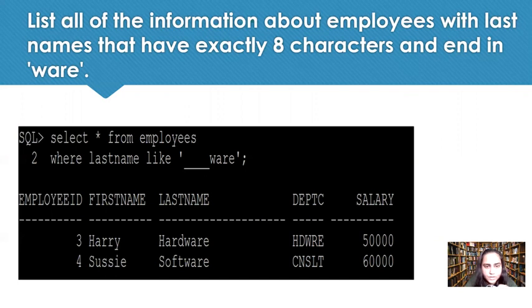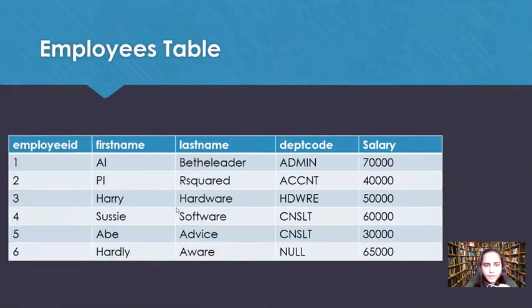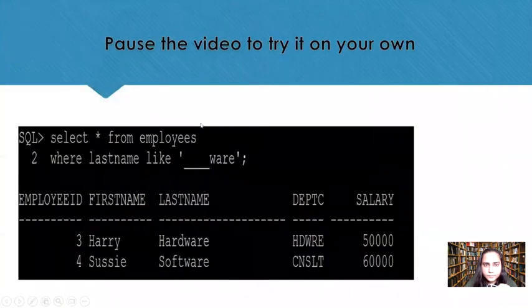And after doing that, this is the result I'm getting. There are 2 people, Harry Hardware and Susie Software. So we can verify that. This is the actual employees table, and you can see that there are only 2 people whose names end with WARE and they have 8 letters in their names. So that is the correct result.